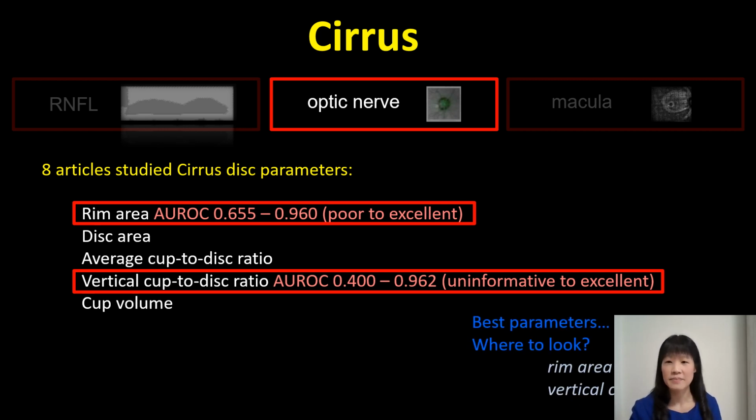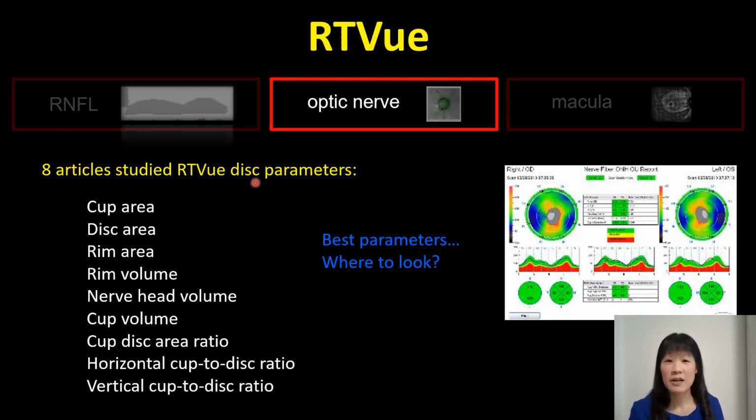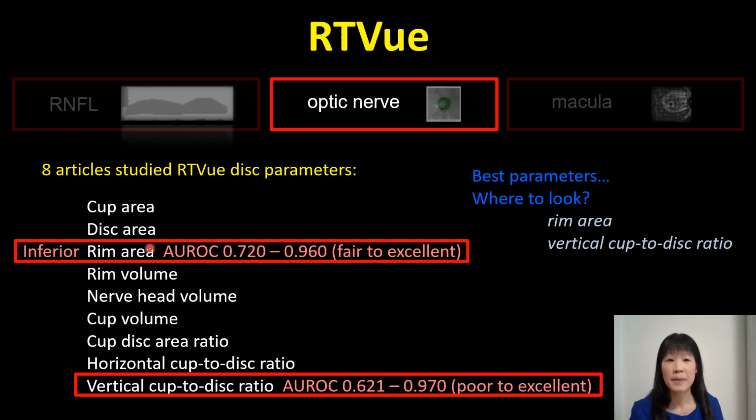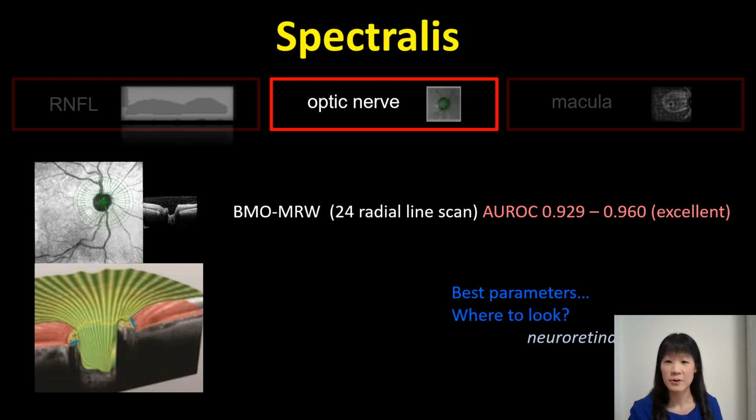If you have an RTVue machine, when you're stymied by all the parameters that the optic nerve can give you, again, for best parameters, where do you want to focus on the printout? You want to focus on the rim area, specifically the inferior rim area, and the vertical cup-disc ratio. So again, where to look, rim area, and vertical cup-disc ratio.